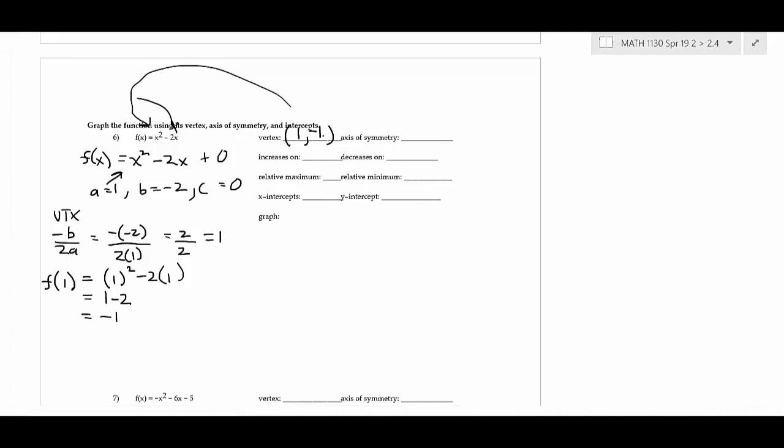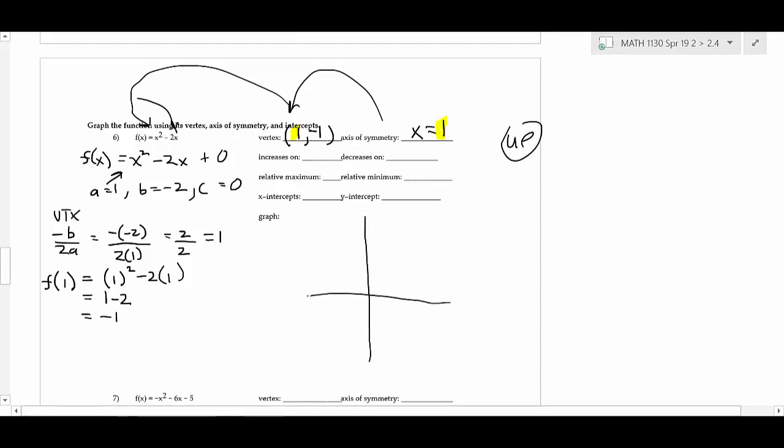So what is the axis of symmetry? x equals 1. That's always x equals whatever the x value is. So we have that. Does this parabola open up or down? Up. So now what we're going to do is sketch a graph. On this one, just make a few points. We're going to plot the vertex, and then we'll freehand it the old-fashioned way here.